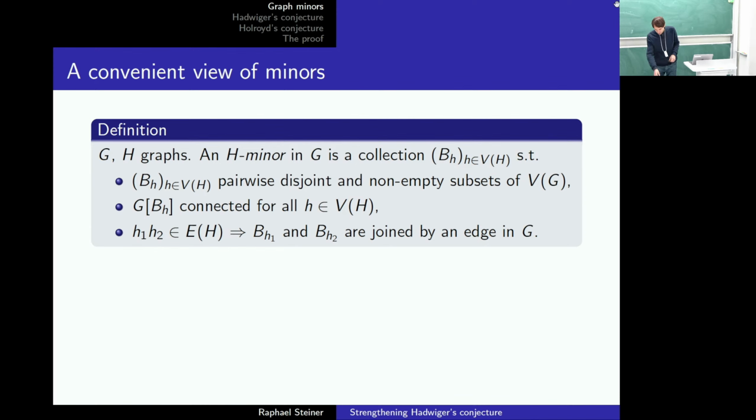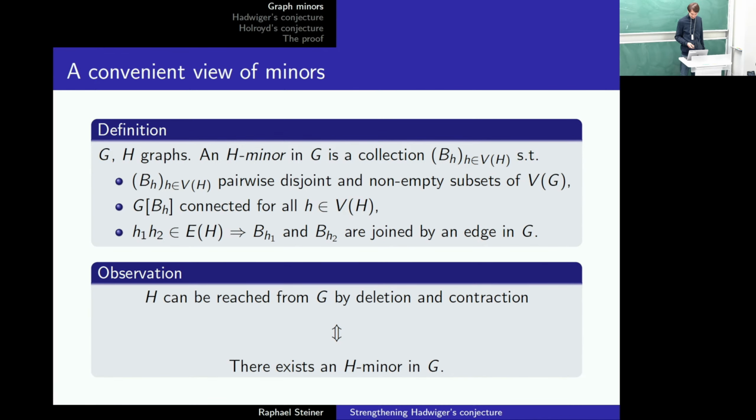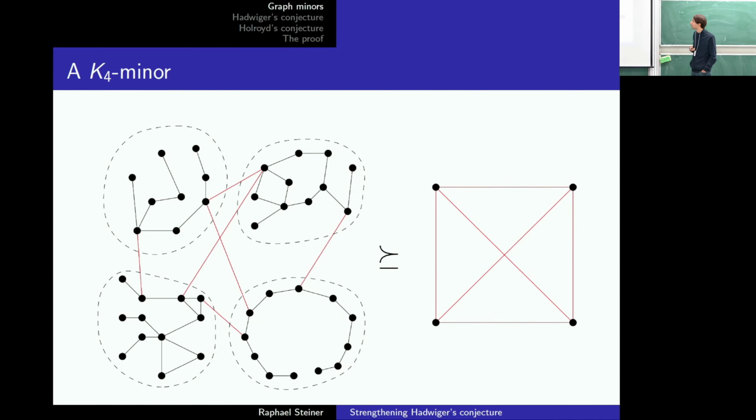So that's also what people usually would call a minor model, but in this talk I will just call it a minor. That's a slight abuse of notation. And the idea is that if you have this definition, this is just the same as the deletion and contraction definition we all know. So G contains H as a minor if and only if it contains such a substructure. That's exactly the substructure that witnesses having a minor isomorphic to H.